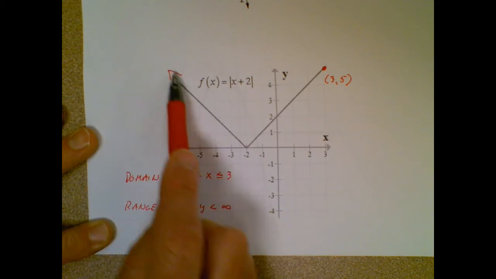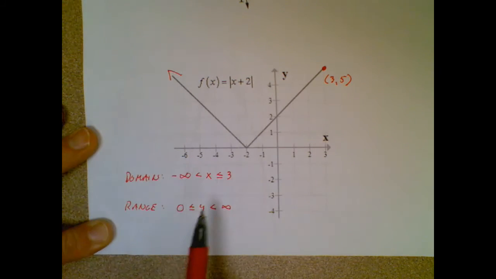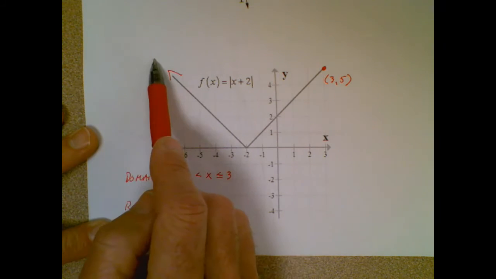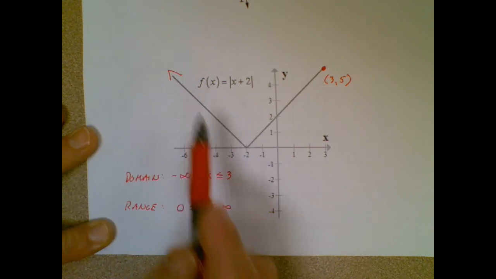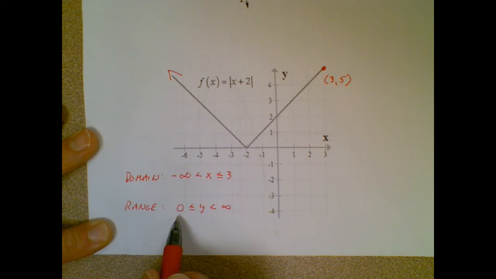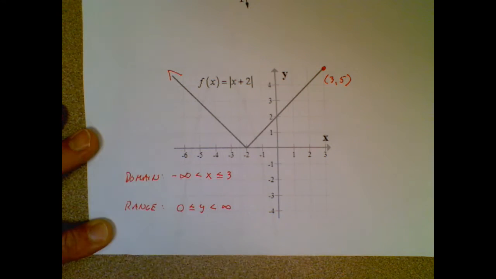The range, my graph, when I think about the y values, never dips into negative territory, but it goes forever this direction. So the y values will continue to get larger and larger. Thus, my y values go from 0 to infinity.